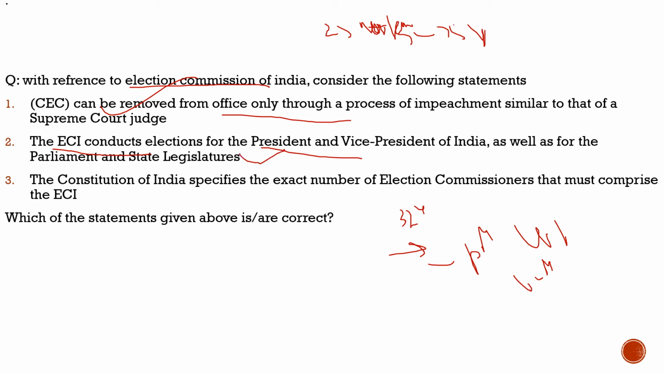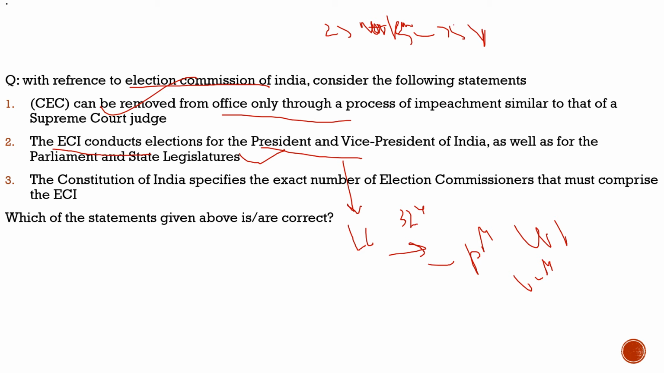Here there can be a catch. If it said the commission conducts the elections for local bodies, Panchayati Raj and others, that would be incorrect, because for that we need State Election Commissions. So here, what is the mandate? President, Vice President, and Parliament as well as state legislatures.